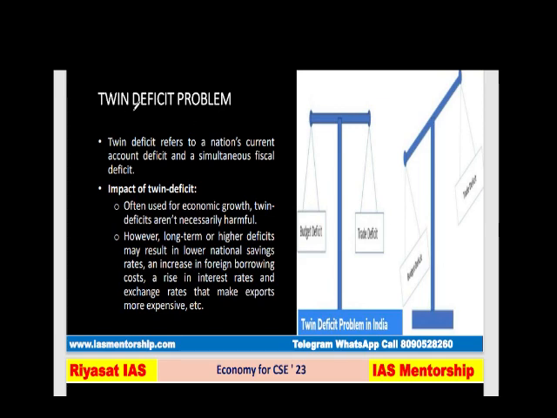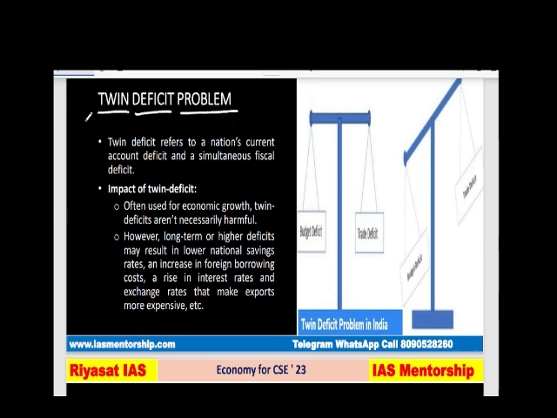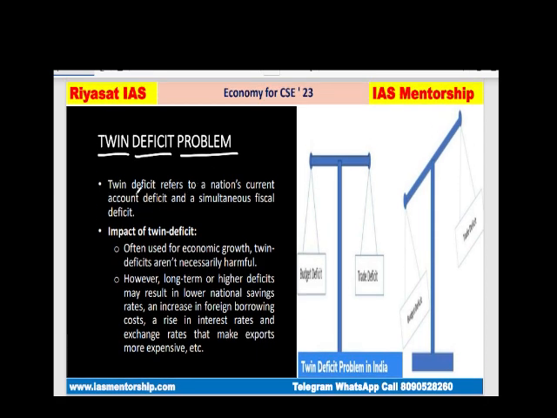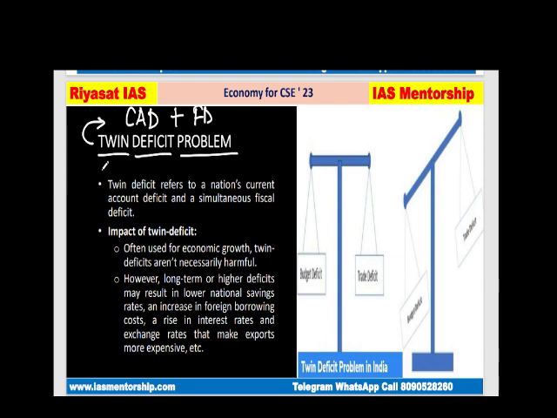Let us start and talk about the first topic, that is your twin deficit problem. Basically, twin refers to two, deficit refers to the mismatch, and problem is your problem. So twin deficit problem basically happens when there is current account deficit along with the fiscal deficit. Both the deficits are present there. That is why we are saying twin deficit problem.